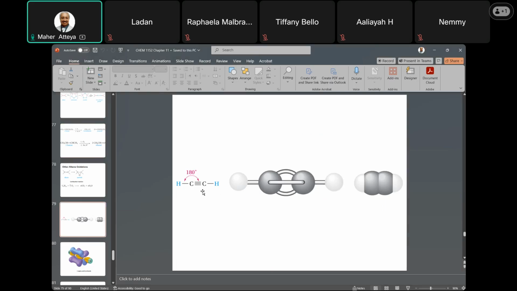Now about the triple bond. We talked about this one in the class already. We said the single bond has a hybrid called sp3 hybrid. Each carbon will come up with the sp3 hybrid, and if you look at this, the geometry is tetrahedral.